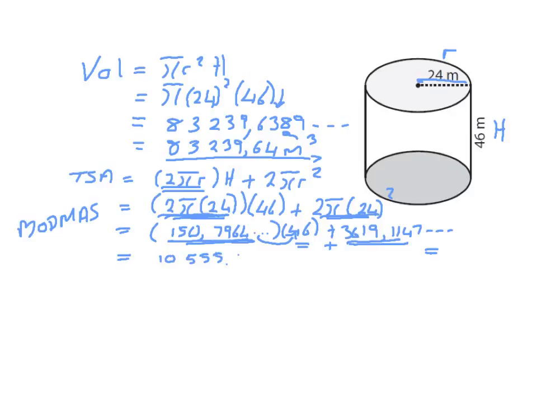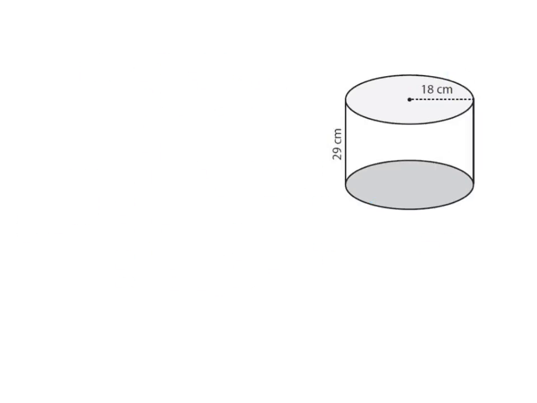10,555.7513, and so on. Let's round it off to the second decimal place, 10,555.75, and the 5 stays the same because this is between 0 and 4. Looking at this answer, if you want to work it out yourself, stop the video, work it out, and then let's see how you went.